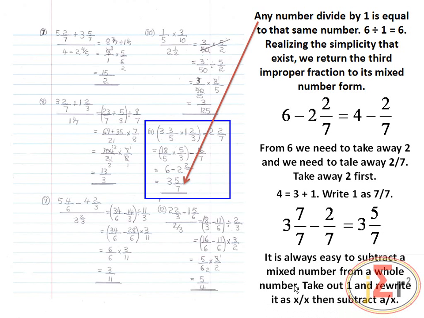It is always easy to subtract a mixed number from a whole number. Take out 1 and rewrite it as something over something. Then subtract a over x or x over x. Why we say x over x is because we are trying to be general. So if the fraction that we are using has a denominator of 7, it will be 7 over 7. If it has a denominator of 3, it will be 3 over 3. And then we are about to take away something over 3. And that is what this general a over x is for.